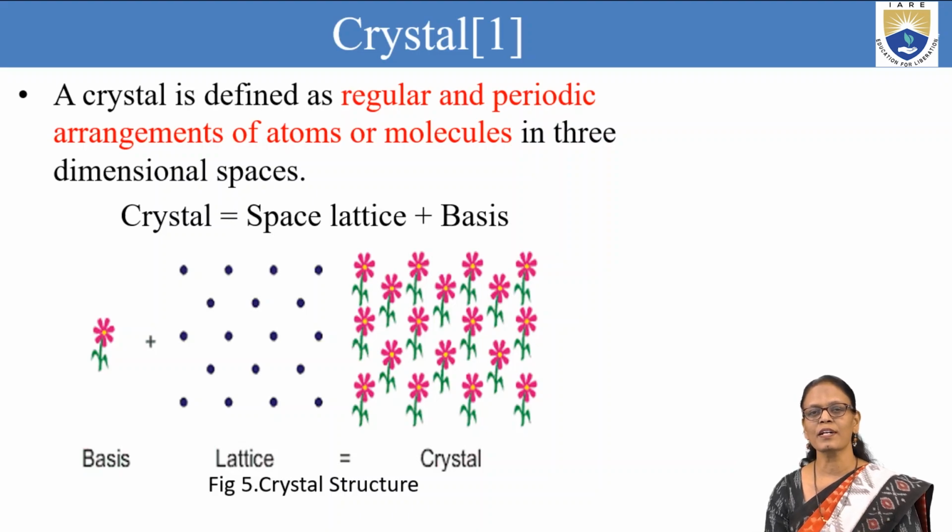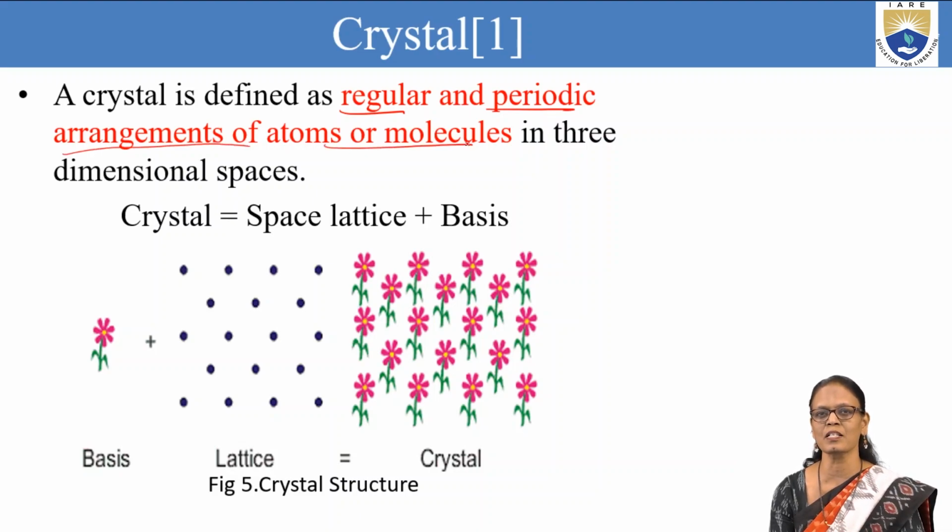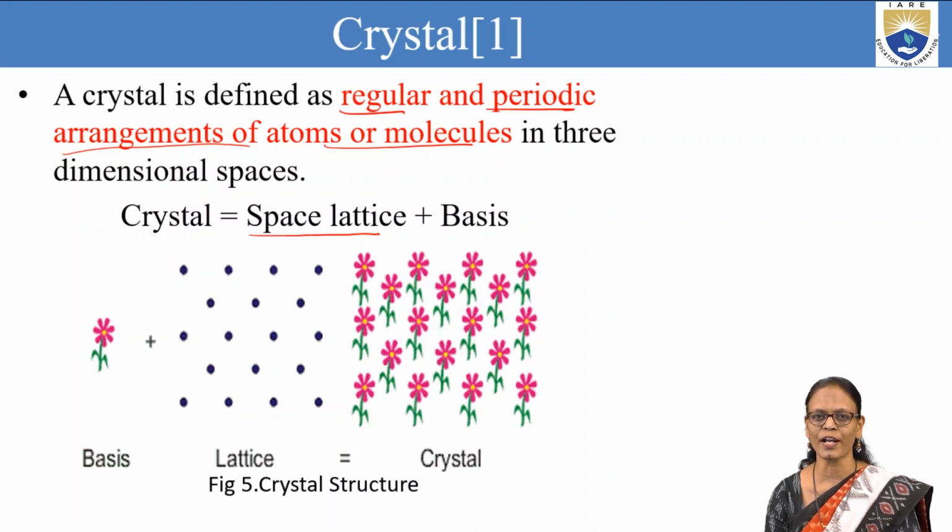Now we will try to understand the relationship between a lattice and a basis. A crystal is a regular and periodic arrangement of atoms or molecules. This we have already discussed, and we are talking about three-dimensional space. So how do we get a crystal? So we have a lattice. A lattice is nothing but the positions of atoms, if they are denoted by points, and in 3 dimensions we call it a space lattice, and the space lattice plus basis gives us the crystal structure.